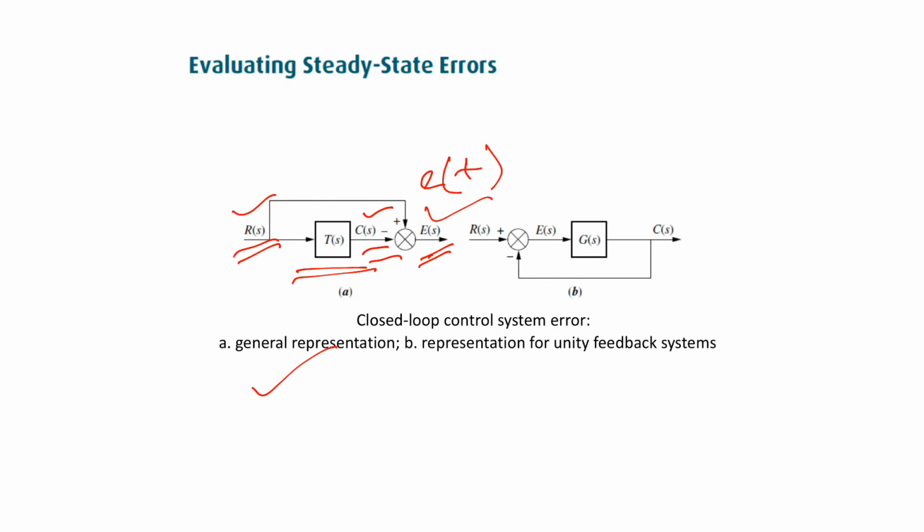This is the general representation. And as we studied earlier, this is the representation for the unity feedback system, where we have R(s) as the input and C(s) as the output, and this is the transfer function. In this chapter, we will write the expressions for the steady state error for the unity feedback system, and then we can easily expand the results to non-unity feedback systems also.